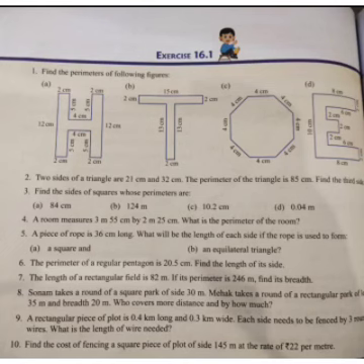Now, we will discuss the sums of exercise 16.1. First question is, find the perimeter of the following figures. In all the parts we can find perimeter by simply adding the length of sides of the figures. In B part, by adding 2 cm, 15 cm, 2 cm, 13 cm, 2 cm, 13 cm, we get the perimeter of the given figure.